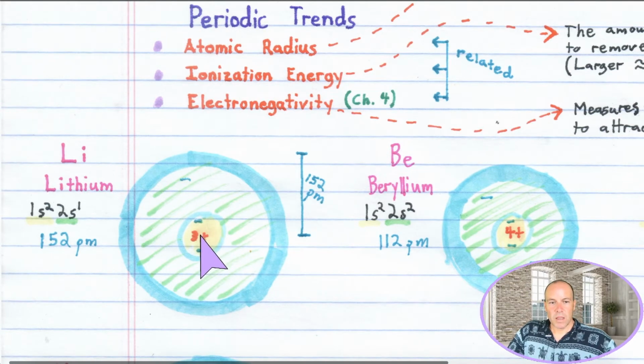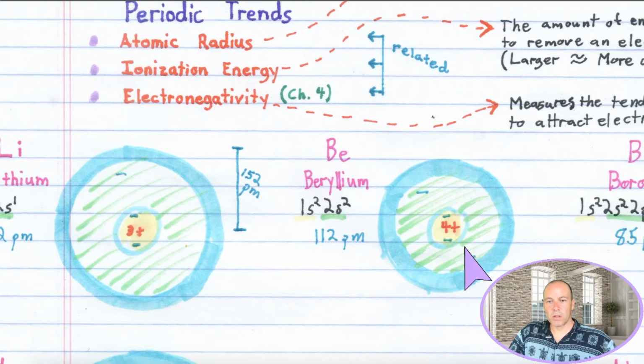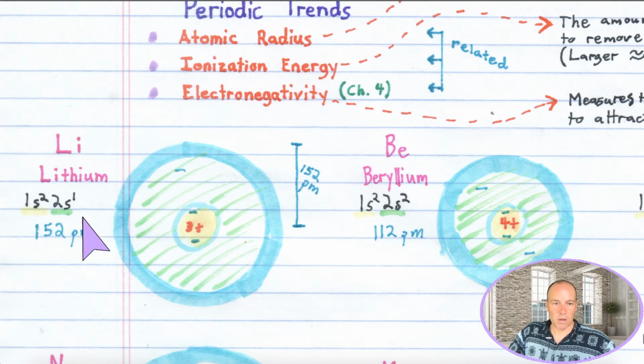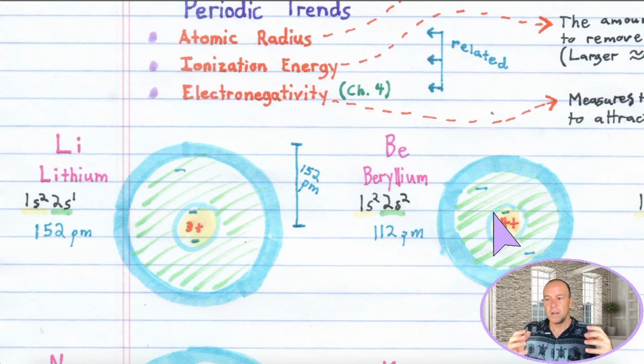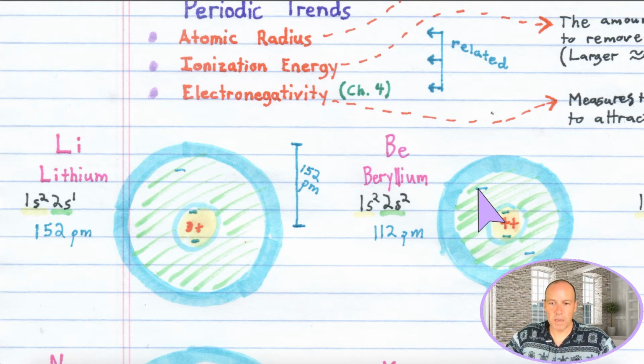Now, the reason that lithium's single valence electron goes further away than beryllium's 2 valence electrons do: you see these 2 valence electrons only extend out from the center of the nucleus to the edge of the electron cloud 112 picometers, versus lithium's, which goes all the way out to 152 picometers. The reason these 2 are held closer to the nucleus is because they feel the power of that positive 4 charge in the nucleus.